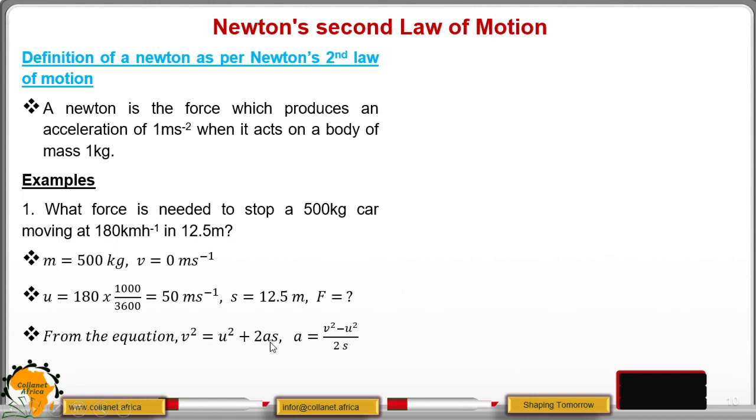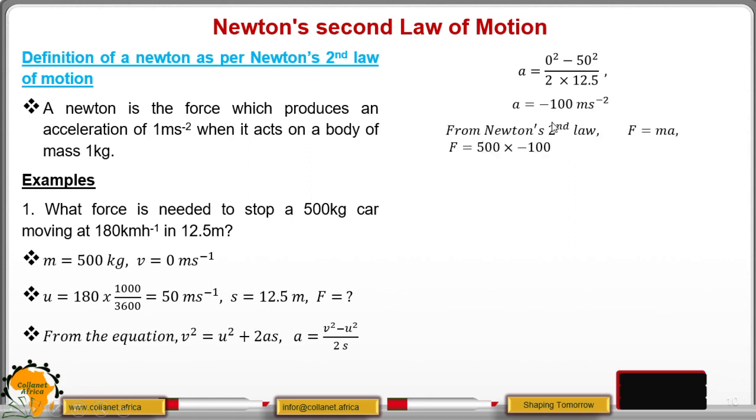Remember, we have made A the subject of the formula. So we have taken U to this side and then divided by 2S. By so doing and by substituting the values, we have that V is 0 because the body is coming to rest. Then U is 50, then our S is 12.5. So when you put all the values here, we have 0 squared minus 50 squared. We are getting a negative. Then when you divide, you get that A is negative 100 meters per second squared.